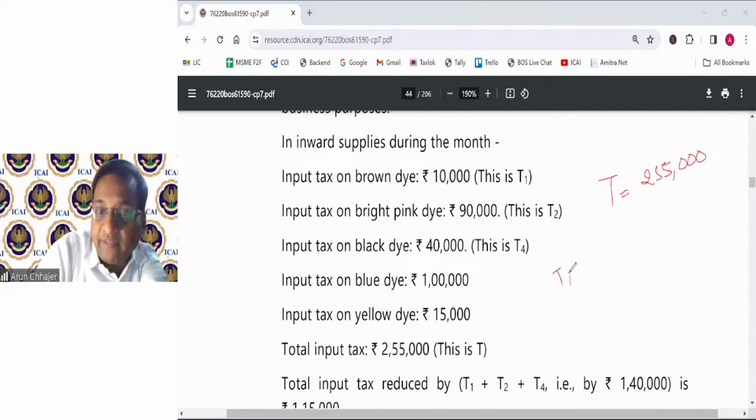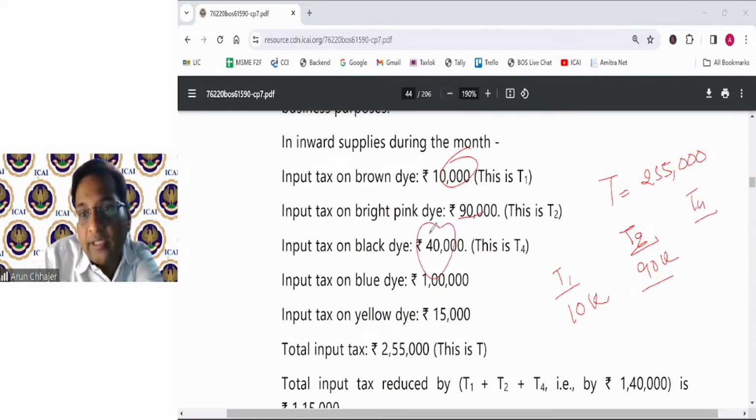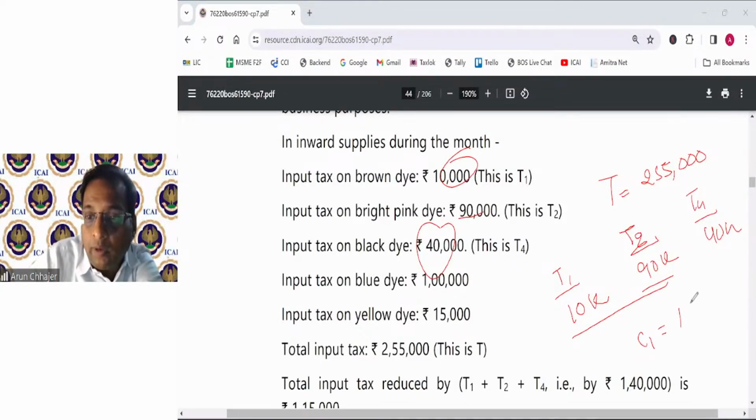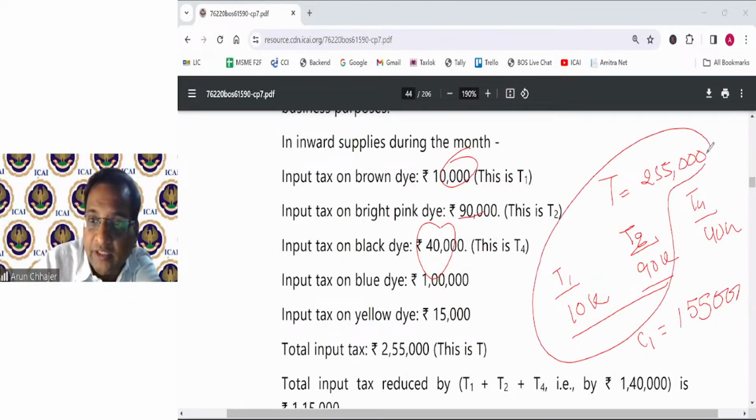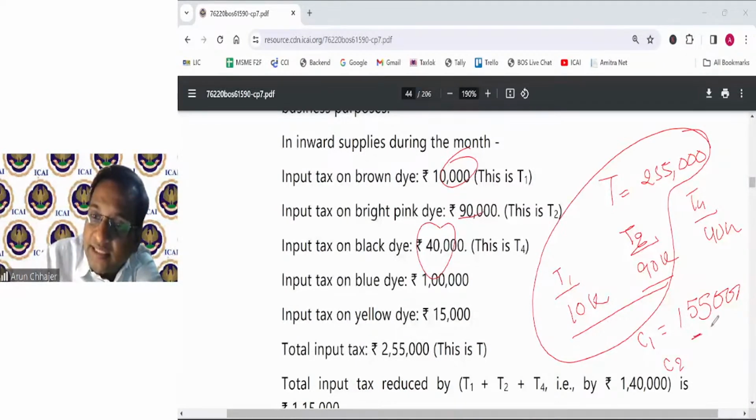Out of which, what is the T1? T1 is 10,000. What is the T2? T2 is 90,000. What is the T3? Not given. What is the T4? It is being given, that is 40,000. So if you remove T1, T2, I can say C1 is 1,55,000, because T minus T1 minus T2 minus T3. And what is the C2? If you remove the T4 from the C1, then 1,15,000 would be the C2.